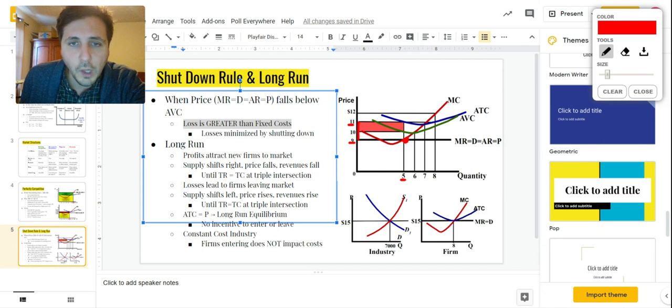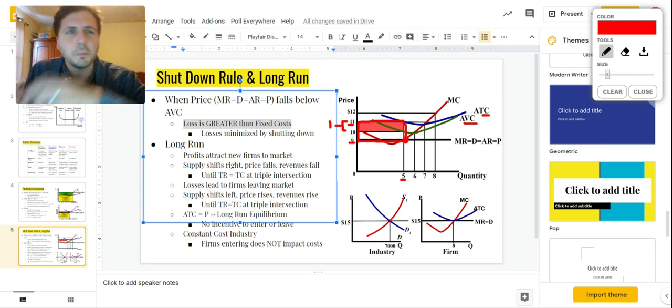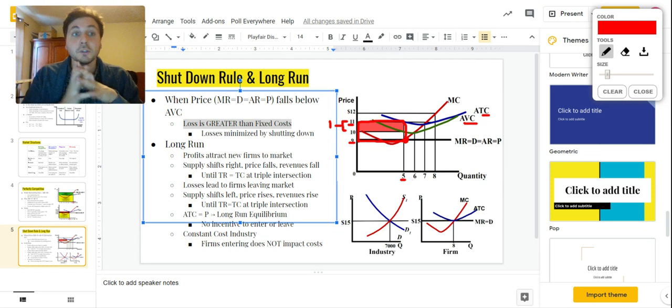But notice this loss represented by this large square is actually bigger than our fixed costs. What are my fixed costs? Well, it's the distance between AVC and ATC. We know that, right? AVC plus AFC equals ATC. So that distance right there is going to be my average fixed cost. So it's going to be $1. My average fixed cost of $1 times 5 is $5. So my losses are 10. My total fixed costs are 5.